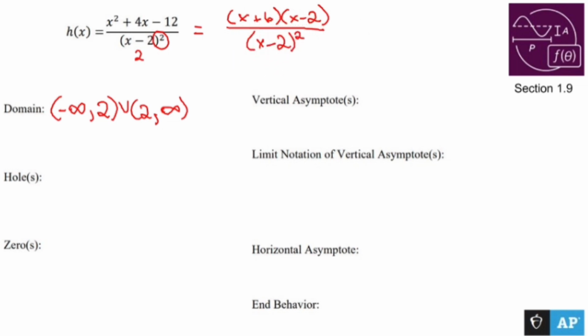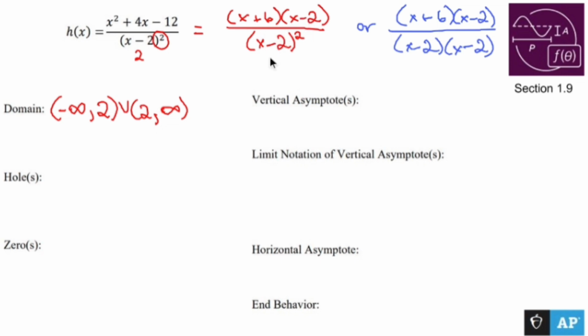I'm going to write this out both ways. Not that it's necessary, but it might help me understand things a little bit better. x plus 6, x minus 2, over x minus 2, x minus 2. Now, whenever you have multiplicity and repetition going on in the numerator and the denominator, this is what you're going to take into account.